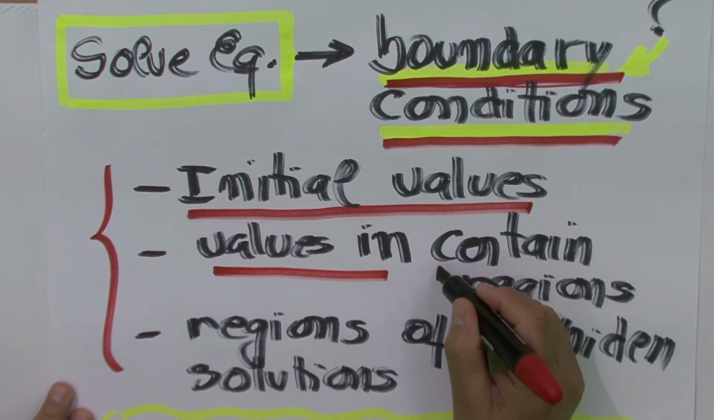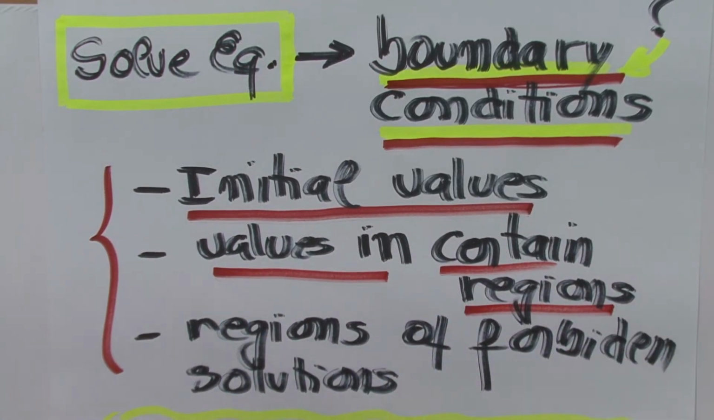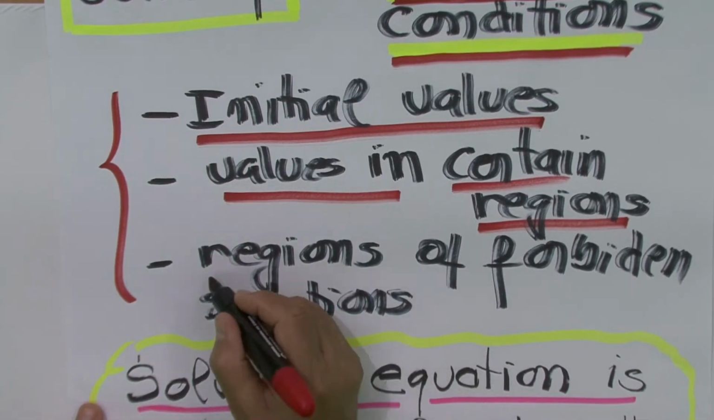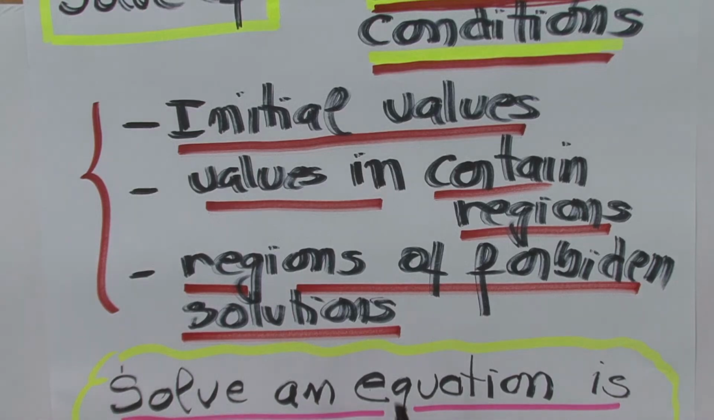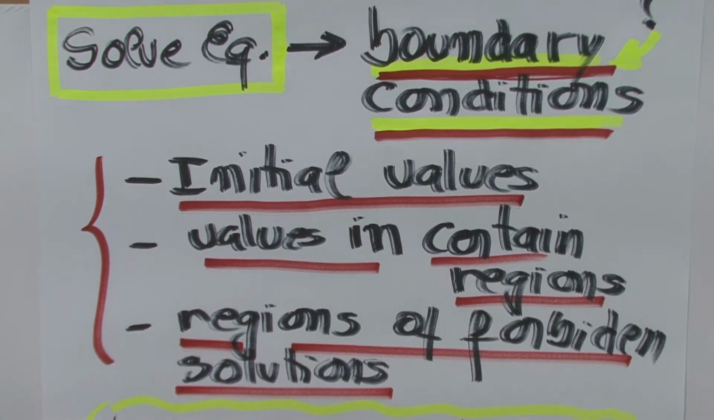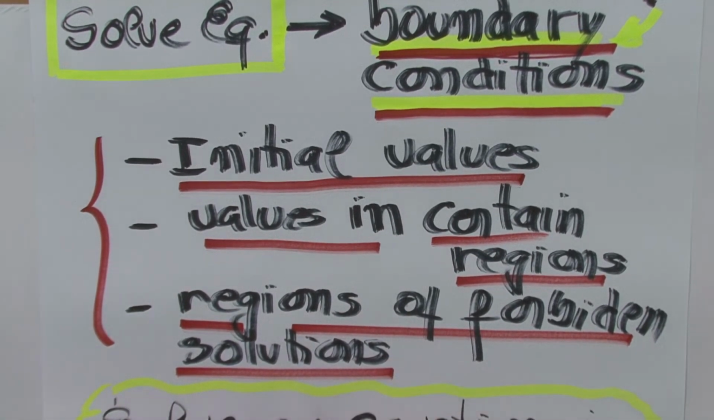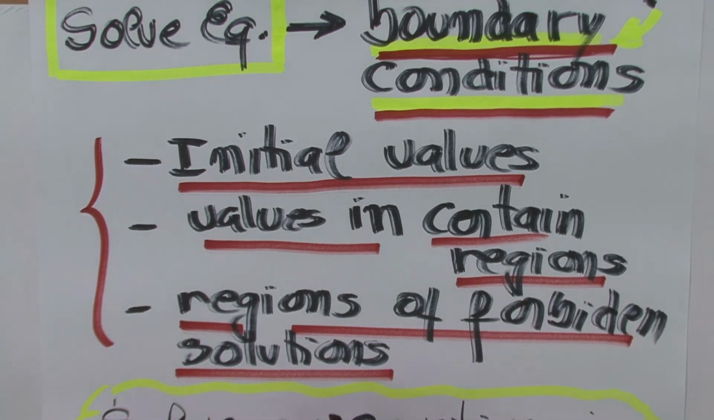conditions in different regions of your space of variables, or regions that are forbidden for the solution to exist. You know, it's very common in physics. We're dealing with solutions that could never be there. And that has to have the right interpretation.